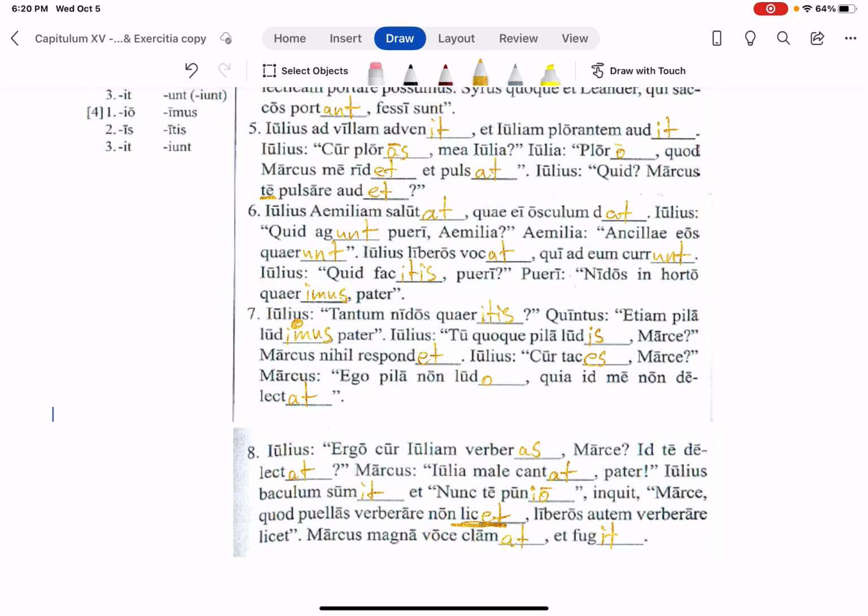If you have any more questions about this exercise or about how to review and how to use these verb endings, please reach out to me.